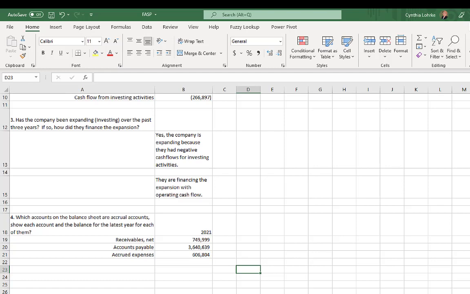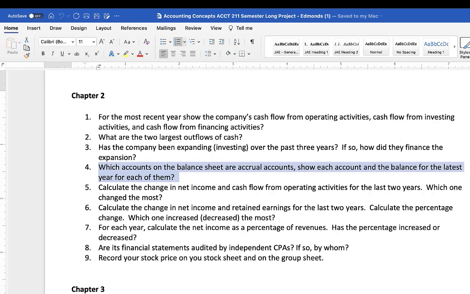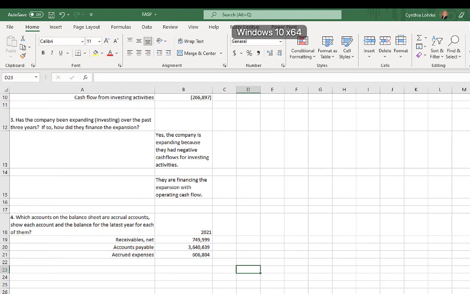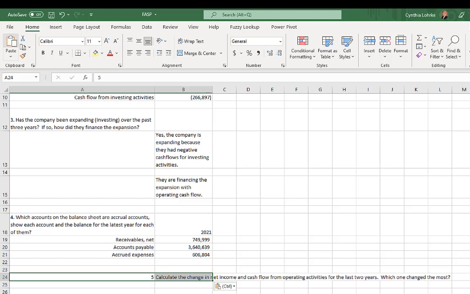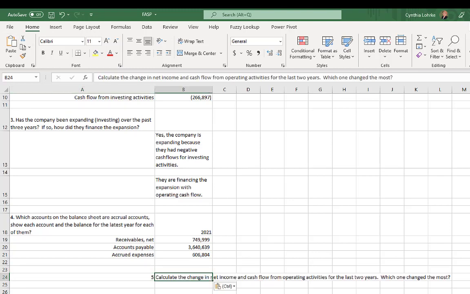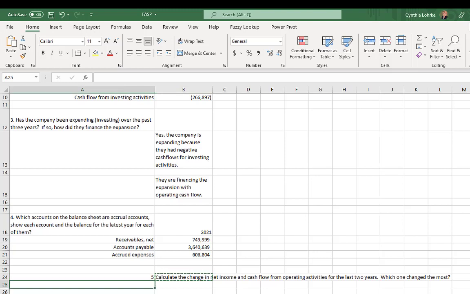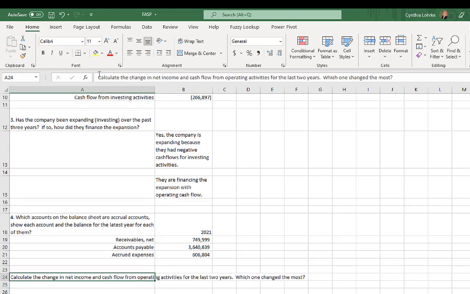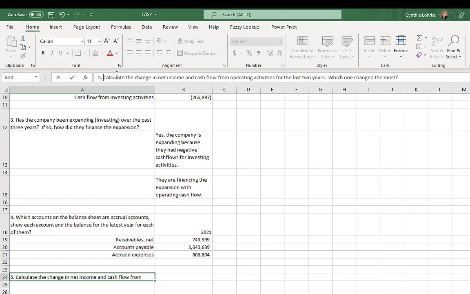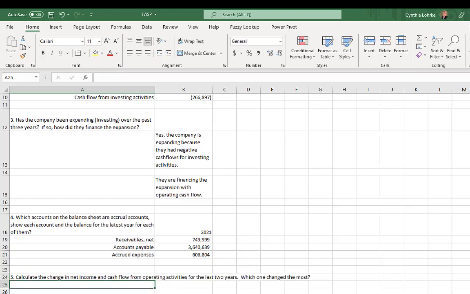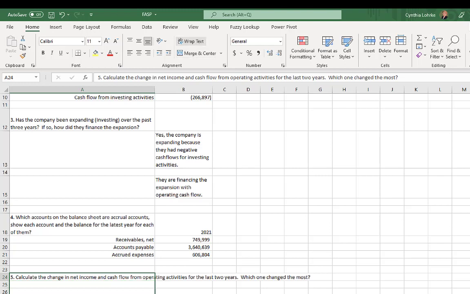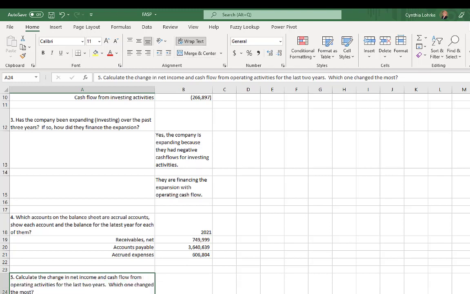All right, let's go look at the next question. Number 5. Go ahead and copy it over. Skip 2 lines, just make it a little neater. Again, I have this issue, but that's okay. It's just 2 clicks to fix it. Word wrap it. All right. Calculate the change in net income and cash flow from operating activities for the last 2 years.